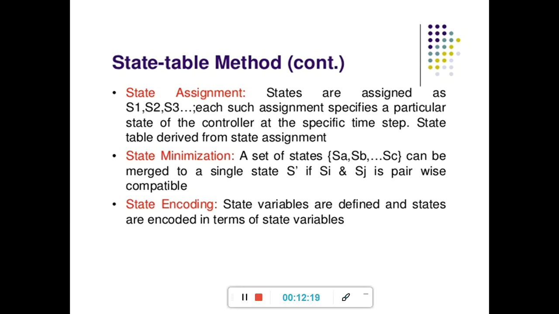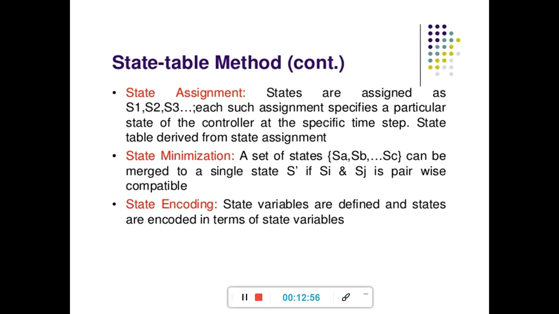The first parameter is the state variables used to define a specific state and how their values are determined. This information is saved in a diagram file and is called a state assignment. For example, we can take S1, S2, S3, and so on. Such an assignment specifies a particular state, and the control at a specific time step can be derived from a state assignment.